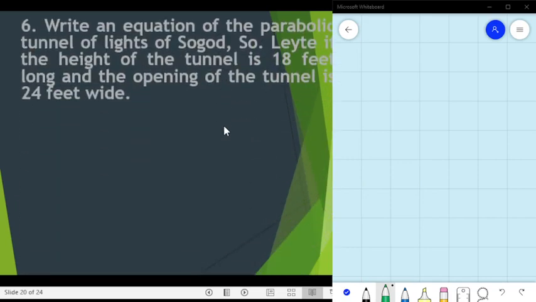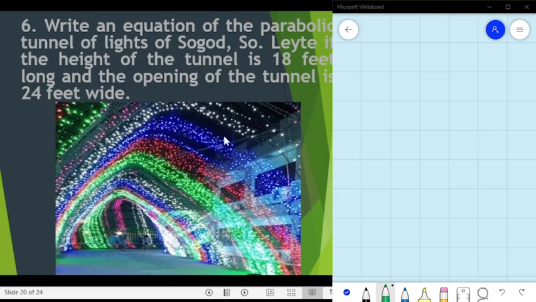Okay, so last one is an application. We are going to write an equation of the parabolic tunnel of lights of Sugod, Southern Leyte, if the height of the tunnel is 18 feet and the opening of the tunnel is 24 feet wide. Okay?